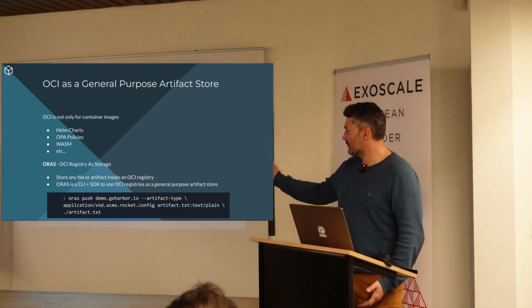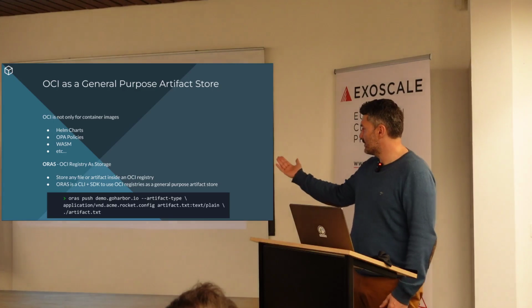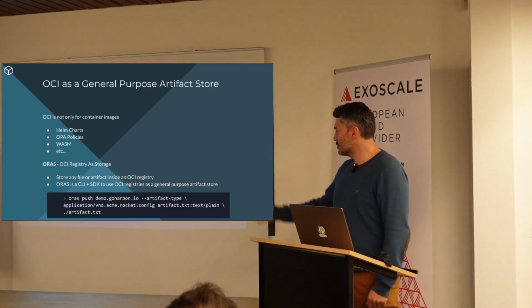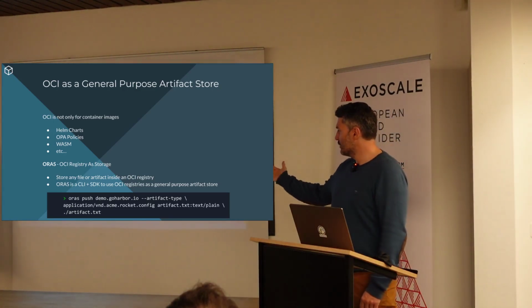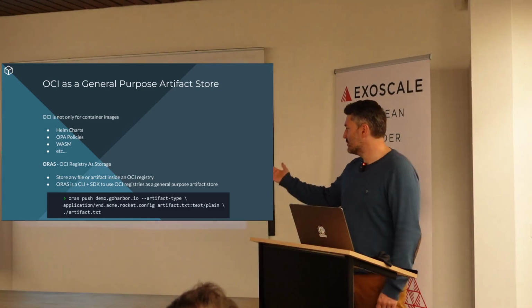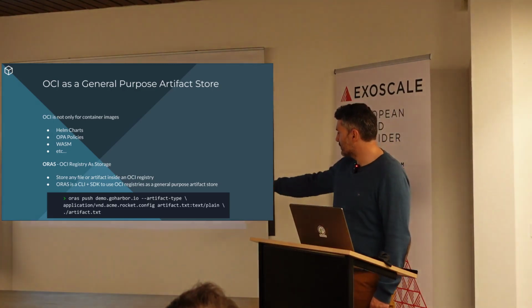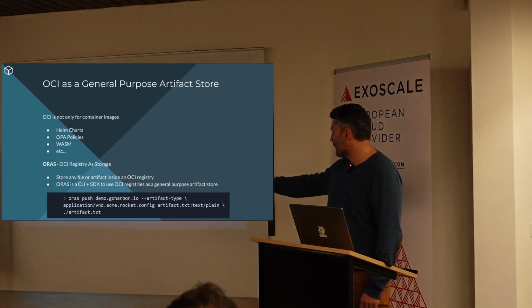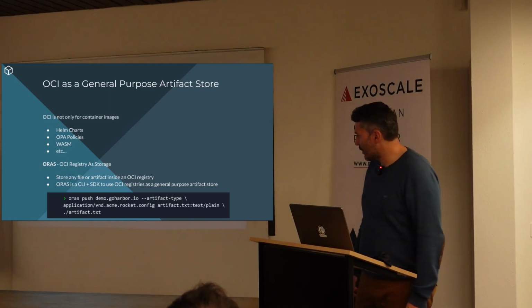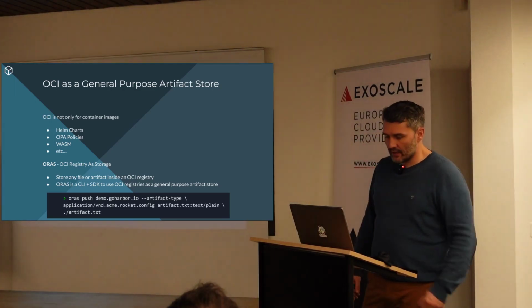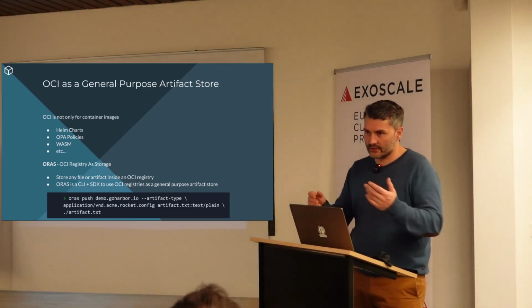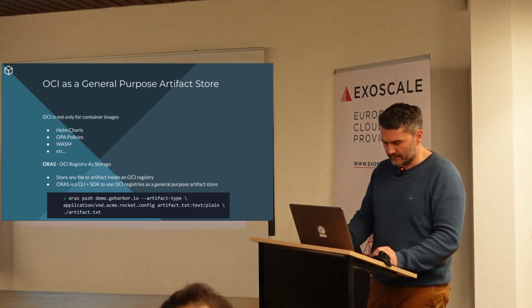So you have a CLI. You push to a registry. You need to specify an artifact type, right? In this case, we specify the artifact type, which is called artifact text plain. It is our own type that we created, and then we select the file that we want to upload, and it's going to be uploaded to our registry.